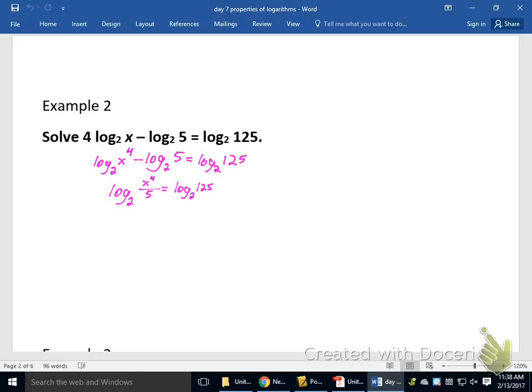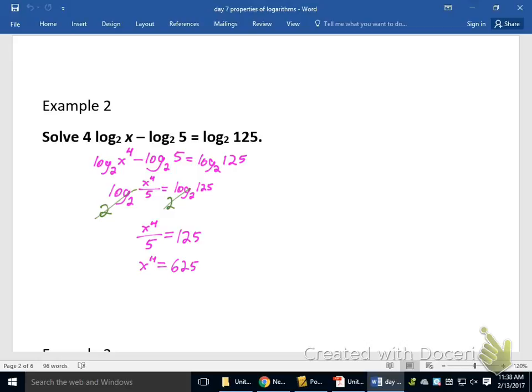Now I can actually change this into exponential form. I'll put a base of 2 on both sides to cancel. And I'll get x to the 4th over 5 equals 125. Now I'm just going to multiply both sides by 5. So 125 times 5 is going to be 625.